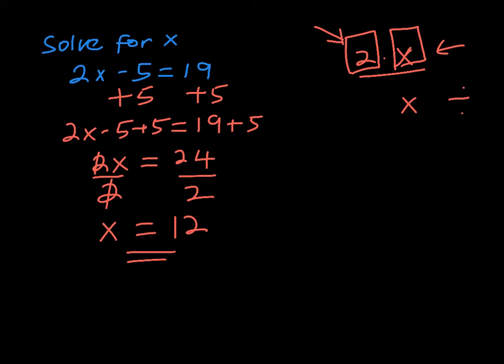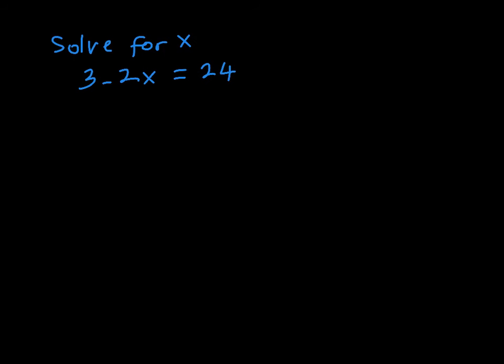2x minus 5 is equal to 19. Solve for x if 3 minus 2x is equal to 24. Okay, here 2x has a negative sign in front of it, while 3 has a positive sign, although the positive sign is not written. So we see that 3 and 24 are alike, and so we can work with them. But 3 is on the left hand while 24 is on the right hand, so we have to get 3 to the right hand side of the equation.